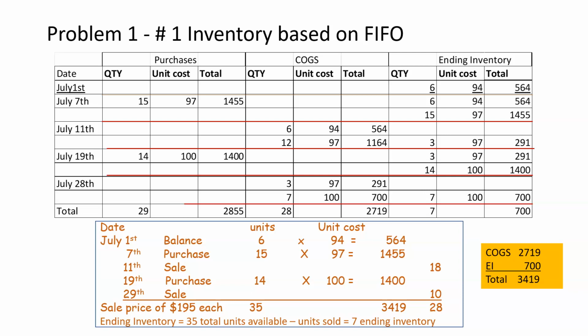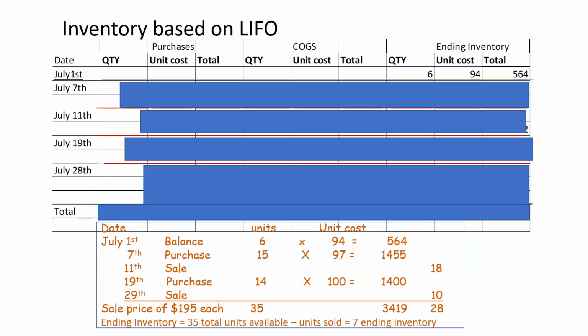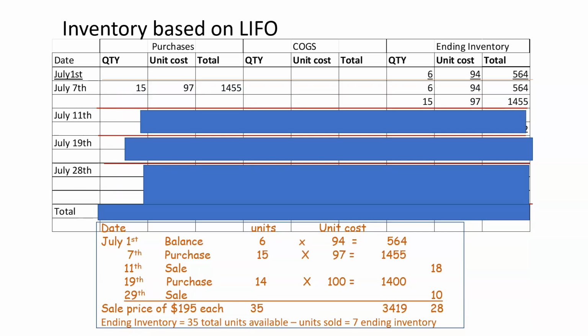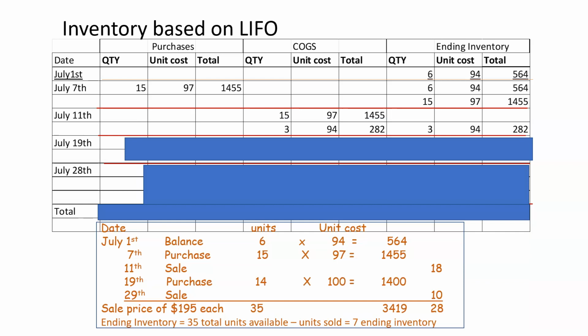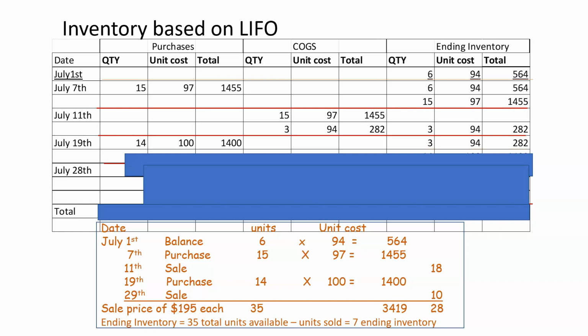Now let's do the same problem based on LIFO. Here again we go. We started with 6. Now we bought our 15, and now we had a sale. Now, because we're using LIFO, the last in is the first out, so we sold a total of 18, so we have to take 15 out at 97 and the remaining 3 at 94. And that gives us 3 at the old price.